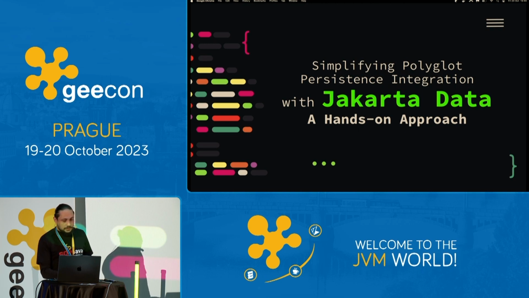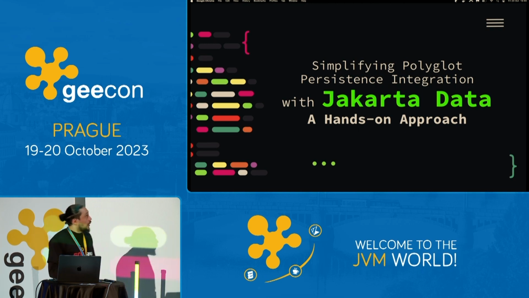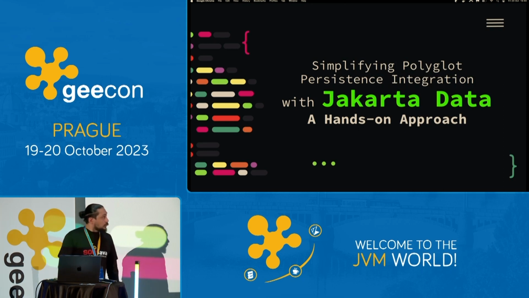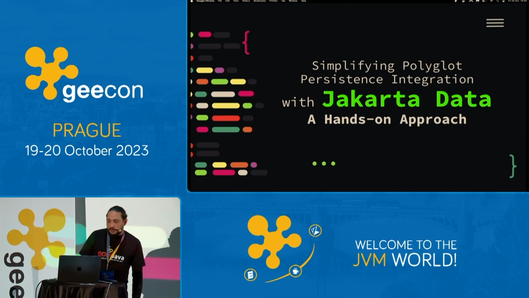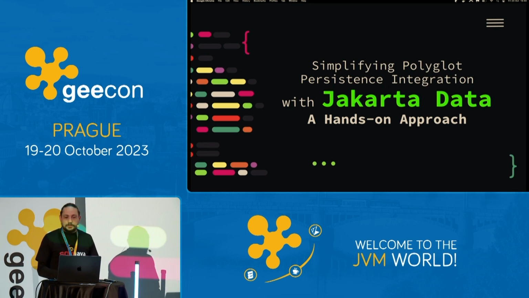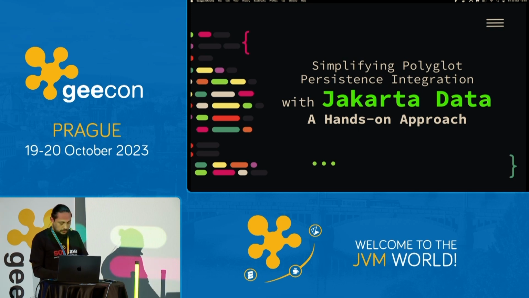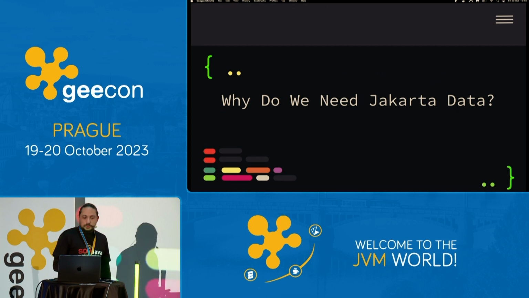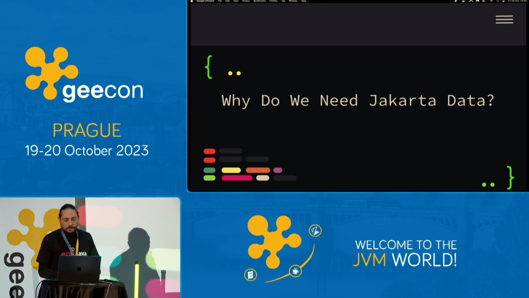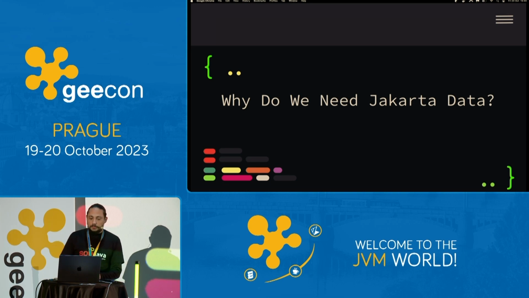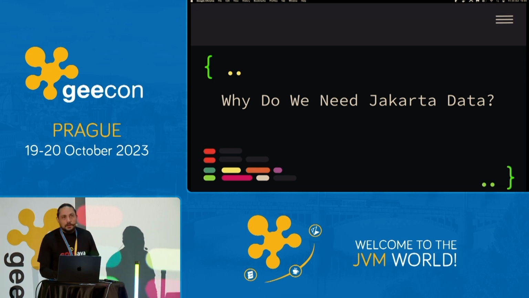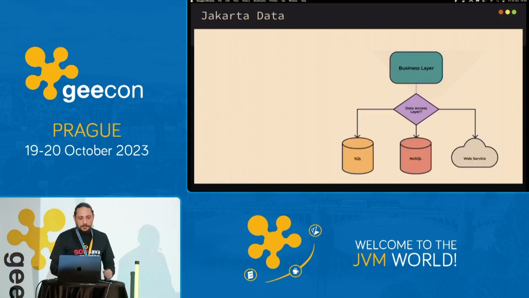Call me Max. Okay, so today we're going to cover how to simplify polyglot persistence integration with Jakarta Data, a hands-on approach, because I do some code, as my good friend Otávio said before. So let's continue. First of all, someone might ask me, why do we need Jakarta Data? As Otávio said, why is very important, then how. So today, what is Jakarta Data?